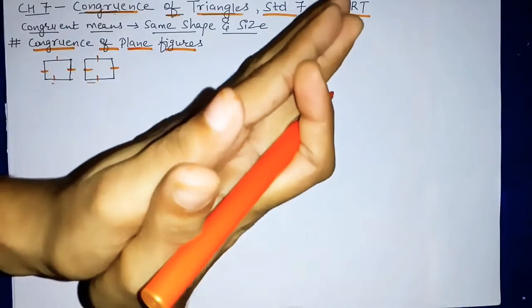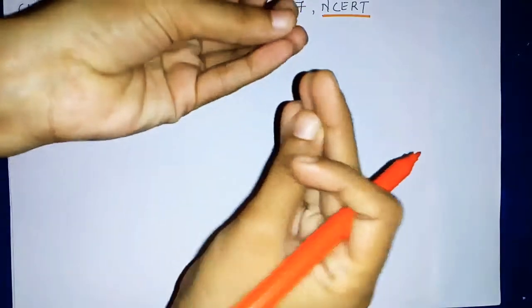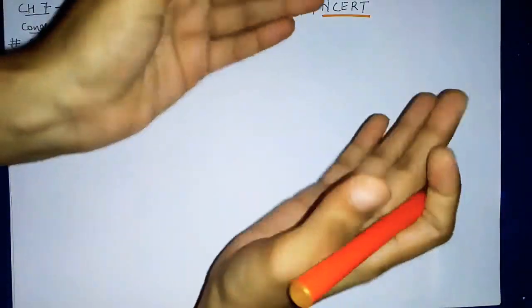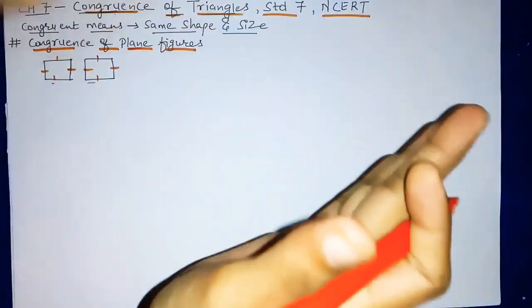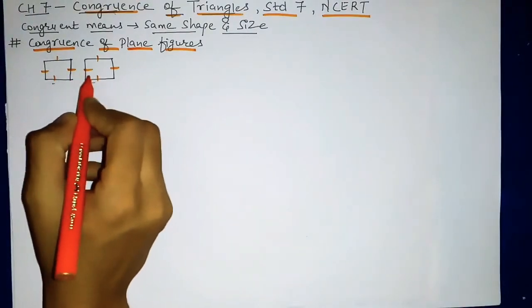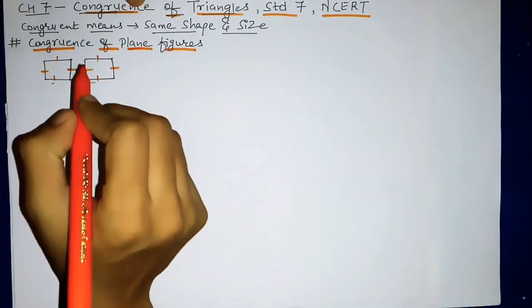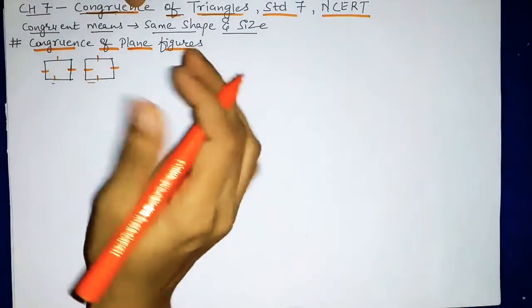They should overlap each other. Okay, आपको उसको जरा भी twist नहीं करना है, bend नहीं करना है, stretch नहीं करना है, easily वो overlap हो जाना चाहिए. It means that these two shapes, these two plane figures, they are congruent to each other. Okay, so this was about plane figures.